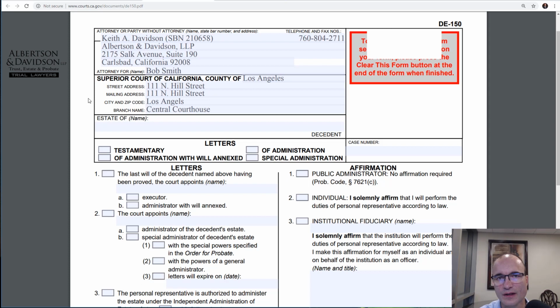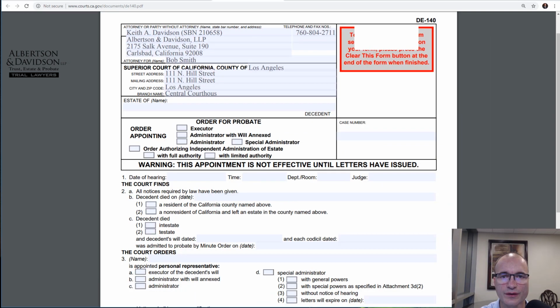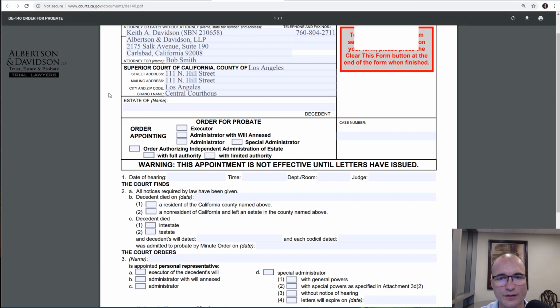And letters, the way to think of these is that this is the authorization document that gives the personal representative the right to go out and obtain control of all of the decedent's assets. So they can go to the bank with this document called letters, and they can gain control of that money. They can use these letters to control real property, do a sale, and close escrow, all because of the power that is issued when these letters are signed by the clerk of the court. But letters can't issue until the order is first entered. And so let's start with the order.